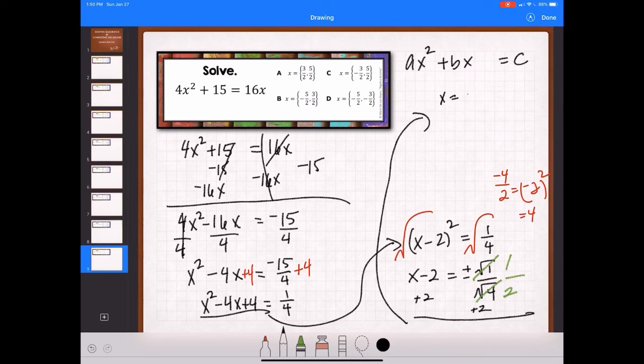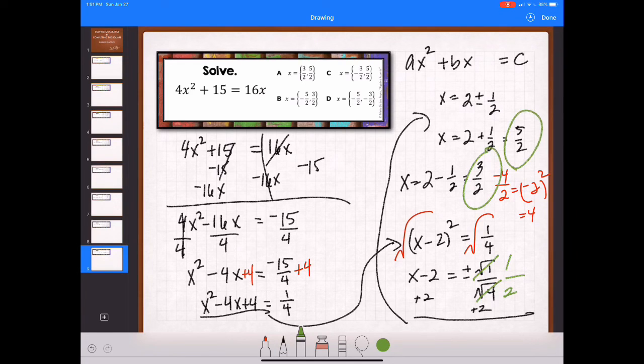So now I have x equals 2 plus and minus 1/2. So that gives me x equals 2 plus 1/2, which equals 5/2. And x equals 2 minus 1/2, which is 3/2. And those would be my answers.